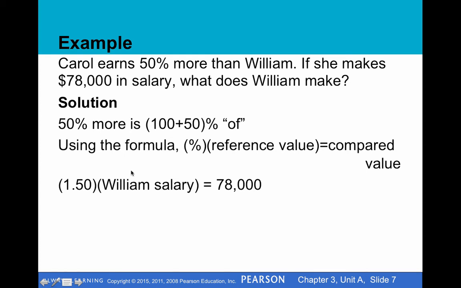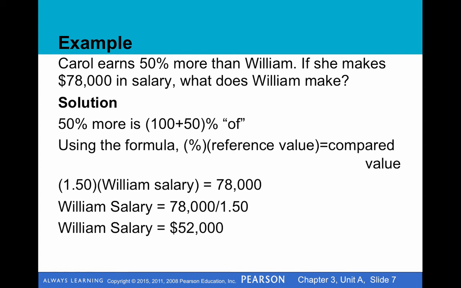So actually, we're not taking 50% of 78,000. We're actually going to take 78,000 and divide by 1.50 to solve this equation. If we have a number times an unknown, like a variable here, and we want to get the value of the unknown, you actually have to divide. A lot of these problems, eventually we're going to divide. You have to set it up so that you're going to divide. So 78,000 divided by 1.5 gives you William's salary of $52,000, which is a little bit less.